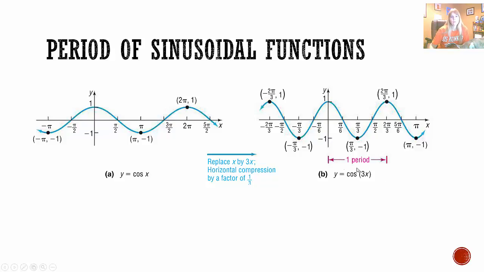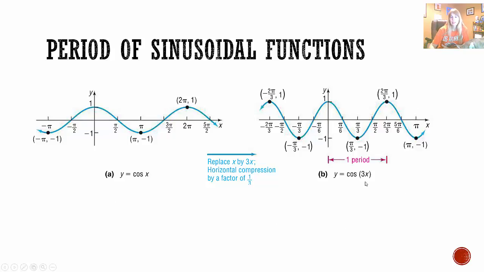If I replace and put 3x in here, we talked about this the last lecture, this is a horizontal compression by a factor of 1/3. Notice what happened is basically I'm dividing everything by 3. My x values, pi becomes pi over 3, 2 pi becomes 2 pi over 3. So in other words, this is moving faster, because before I'm even at pi, I've already gone through one period.